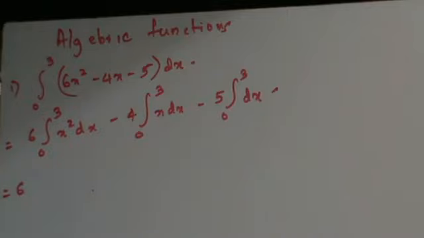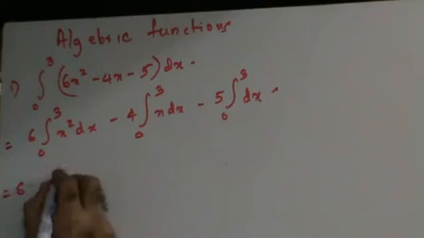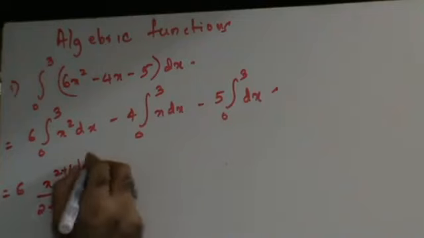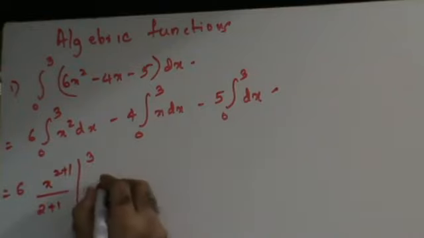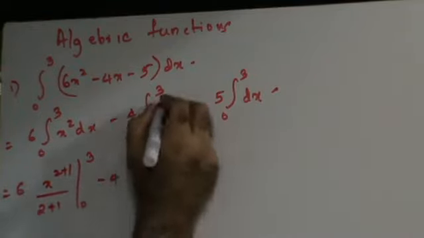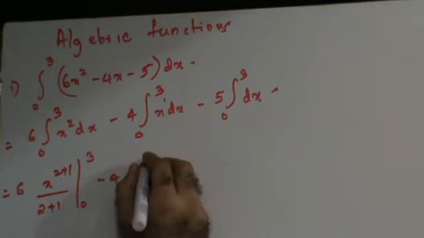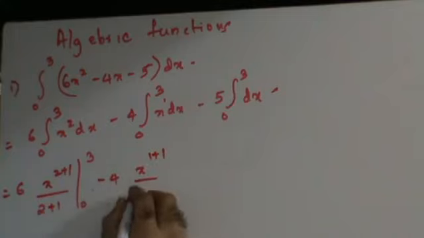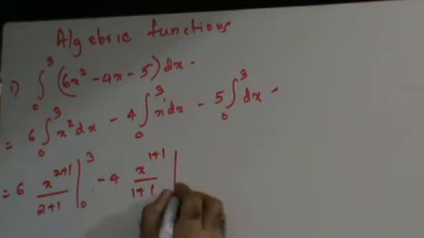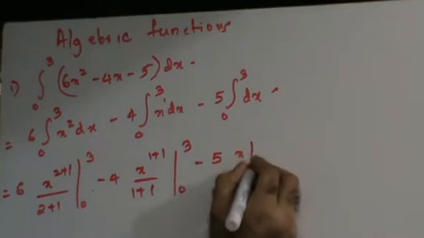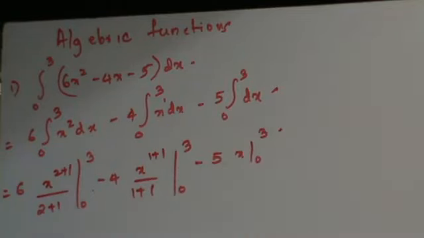You will be using the formula integral of x raised to n is x raised to n plus 1 upon n plus 1. So 2 plus 1 upon 2 plus 1 when the limits are between 0 to 3. x means x raised to 1. Same formula again. Integral of x raised to n is x raised to n plus 1 upon n plus 1 when the limits are between 0 to 3. Minus 5. Integral of dx is x when the limits are between 0 to 3.